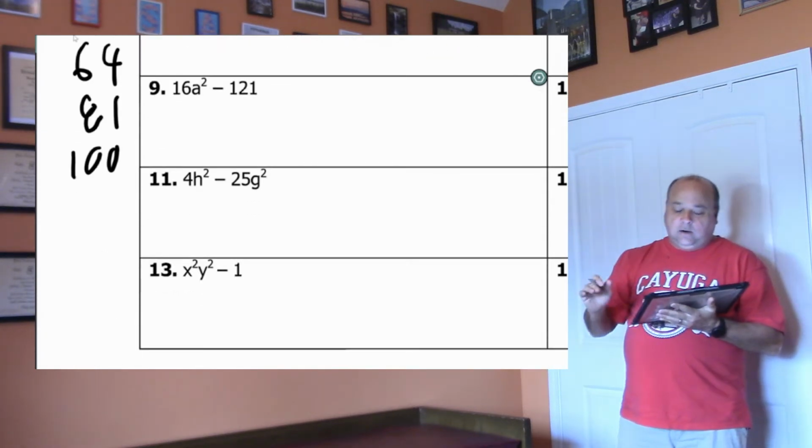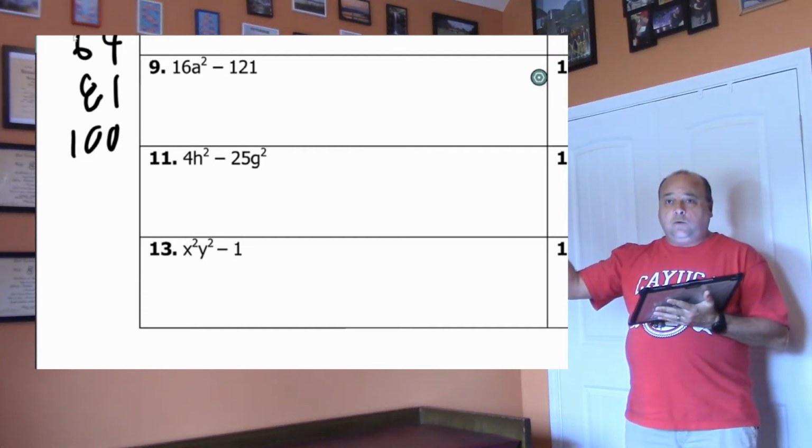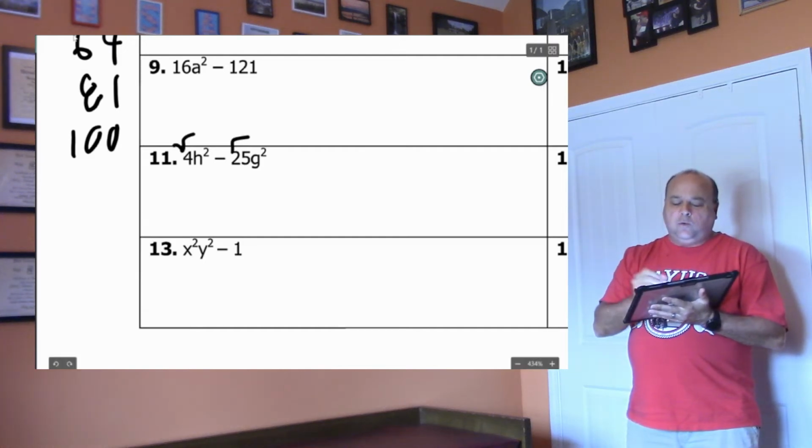Oh, and we'll do one more together. Let's do 11 and 12 with you. 4 and 25 are both perfect squares, so we're going to square root, square root.